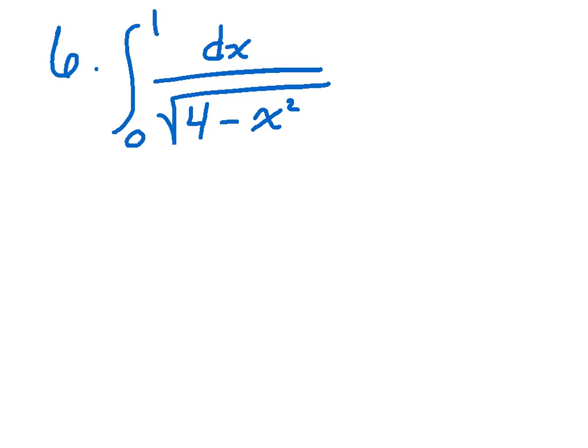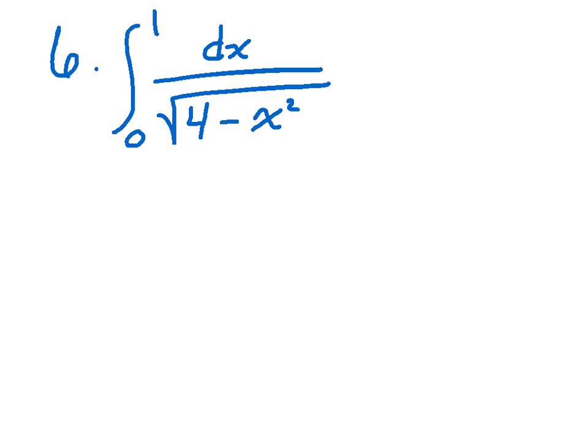All right, number 6. This time, it's a definite integral. We have bounds. So we're going to do the same thing, but in the end, we're going to have to plug those bounds in very carefully. All right, so I'm going to try u sub in my head again. 4 minus x squared gives me 2x. The x's obviously won't cancel.